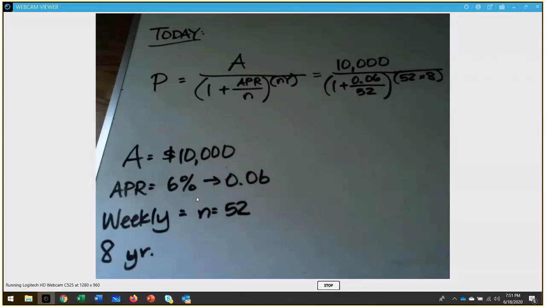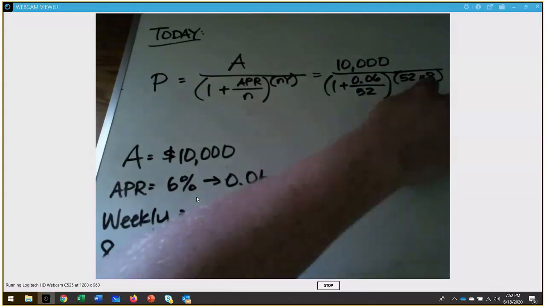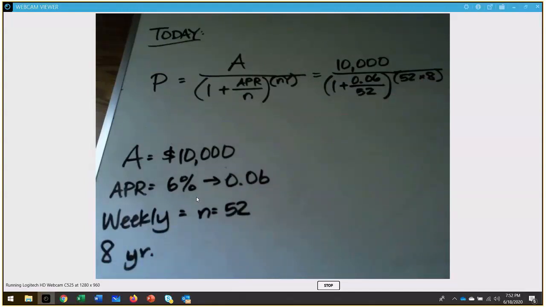All right, so now we're going to just try to plug it in again, and we'll see if we can all get it to come out right. It's going to be 10,000 divided by, make sure you use the parentheses around everything that the formula has it as.